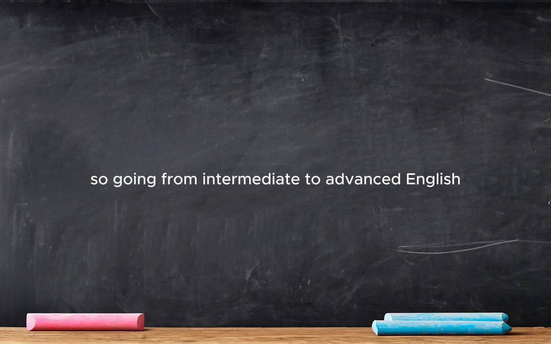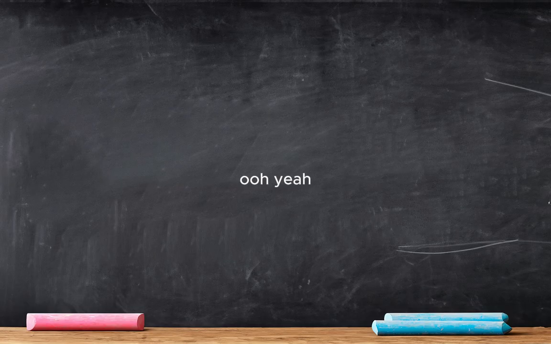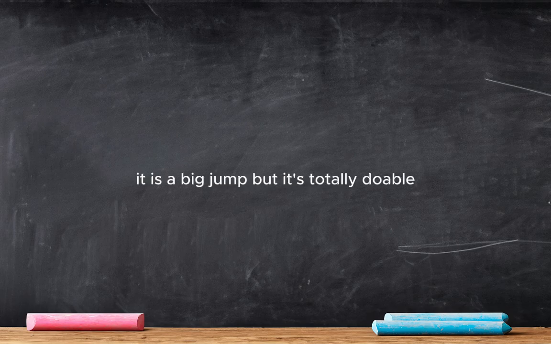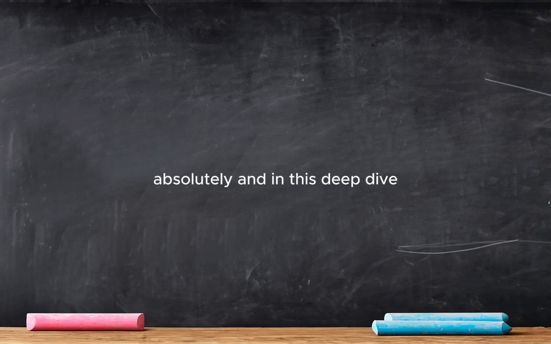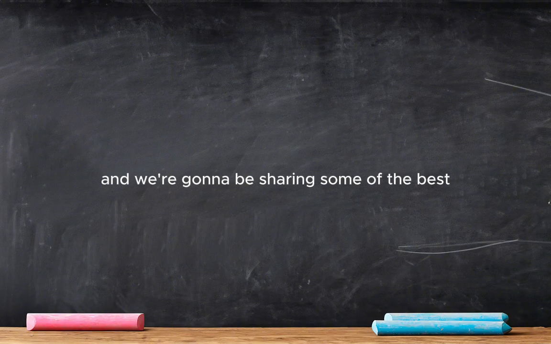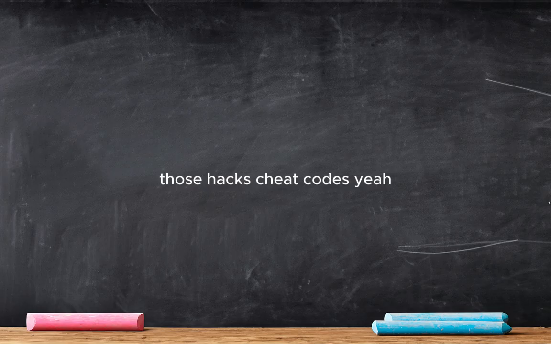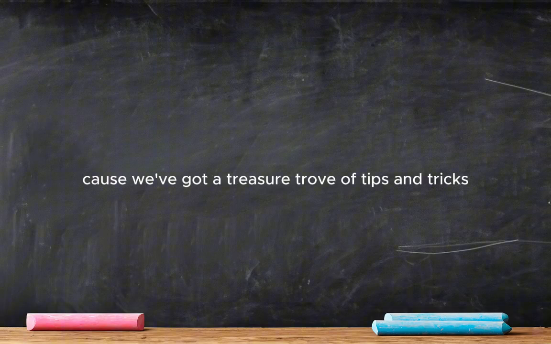Okay, so going from intermediate to advanced English. Ooh, yeah. It's a big jump. It is a big jump, but it's totally doable. Absolutely. And in this deep dive, we are here to help you make that jump. That's right. We're going to be your guides, and we're going to be sharing some of the best shortcuts and secrets. You have all those little cheat codes, those hacks. Cheat codes, yeah. To unlock your English potential. Their full potential, exactly. Because we've got a treasure trove of tips and tricks.